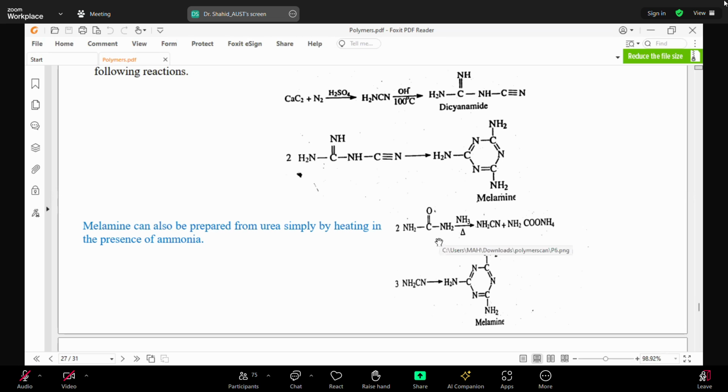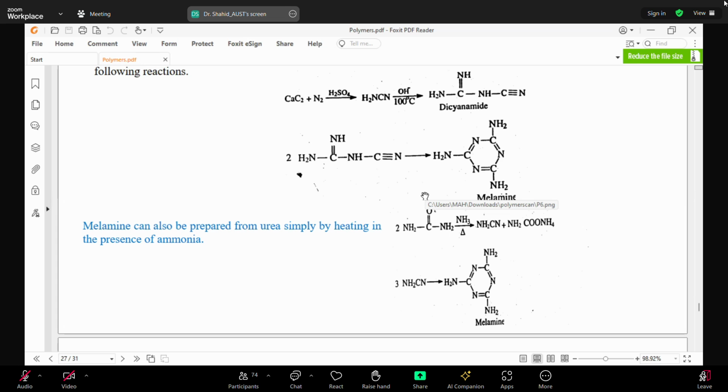So do you know the structure of urea? NH2CONH2. Can you tell me, is this an organic or inorganic compound, urea? Student, is this an organic or inorganic compound? Organic compound, sir. Basically, it's an organic compound.